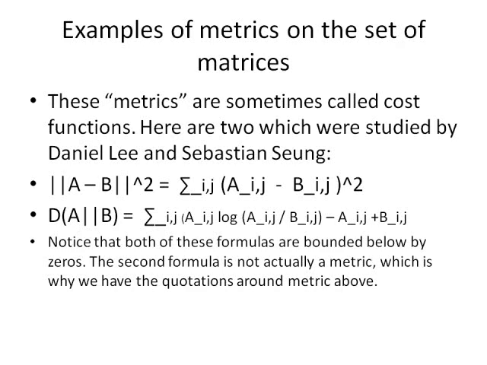So here are some examples of metrics, or you could call them pseudometrics, on the set of matrices. These metrics, in quotes, are sometimes also called cost functions. Here are two which were studied by Daniel Lee and Sebastian Seung. Distance between A and B, the first one is the Euclidean norm, which is the sum over all of the components in the matrix squared. The second is the divergence of A from B, which you can read in the formula there. Note that both of these formulas are bounded below by 0. The second formula is not actually a metric, that's why it's not symmetric.